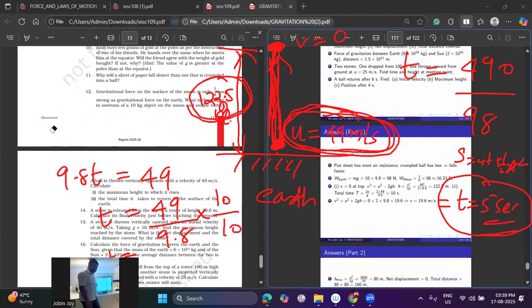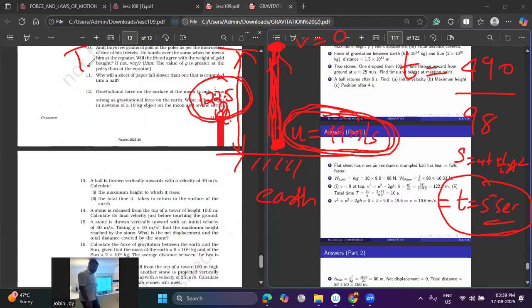The second part is the total time. You have to calculate what is the total time it takes to return to the surface of the earth. So here I have calculated the time to reach this ball from the surface of the earth to this height. But here they asked to calculate what is the total time it takes to return to the surface of the earth.